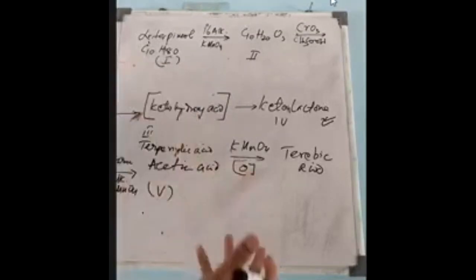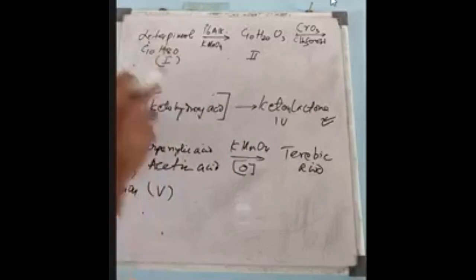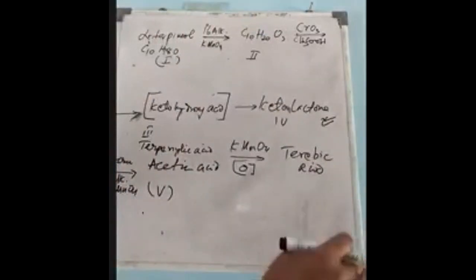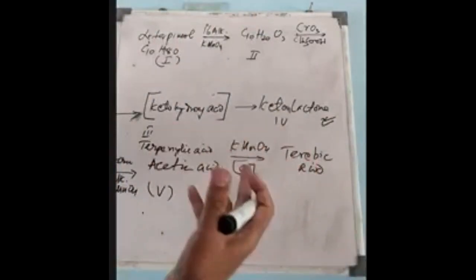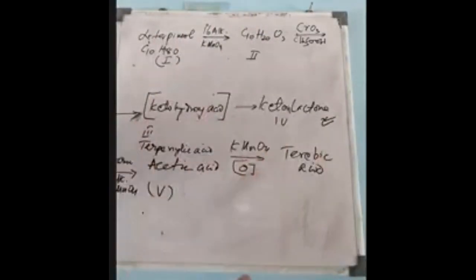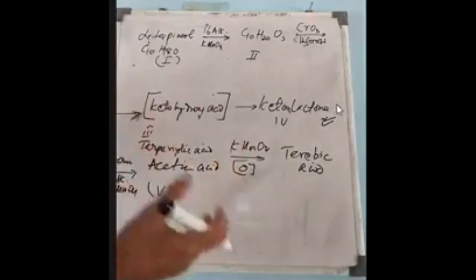That will be solidified. So if you just filter it out, a solid will be obtained, and that solid will contain the bisulfite of that particular aldehyde. Other compounds remain in the solution. Once you get this solid compound, you dissolve it in dilute hydrochloric acid. Then what happens? The original aldehyde will be regenerated.